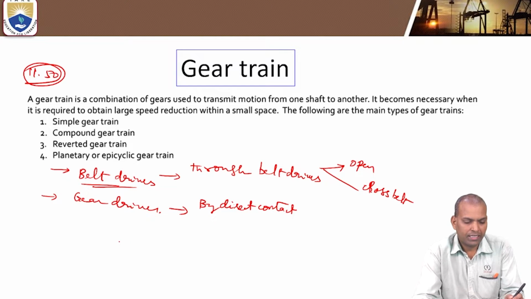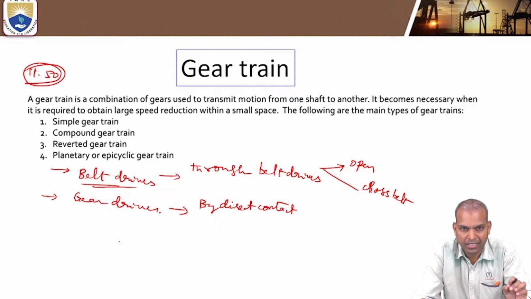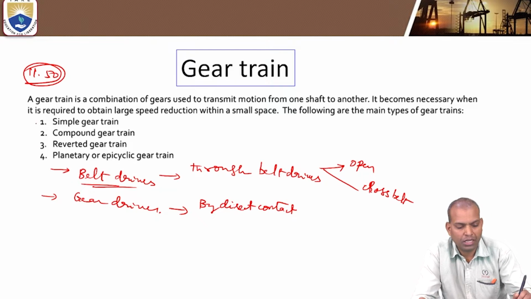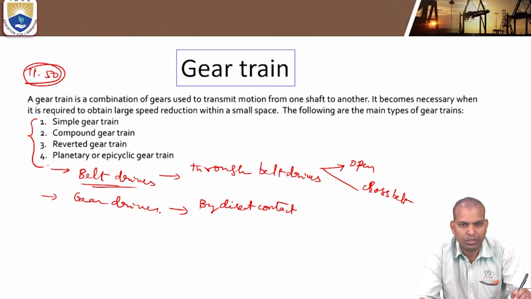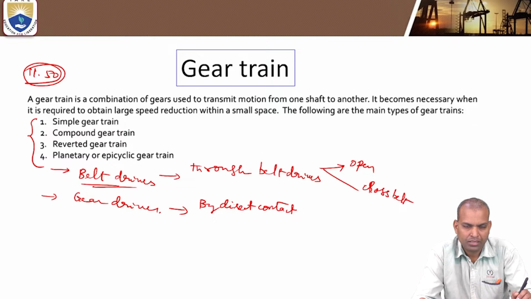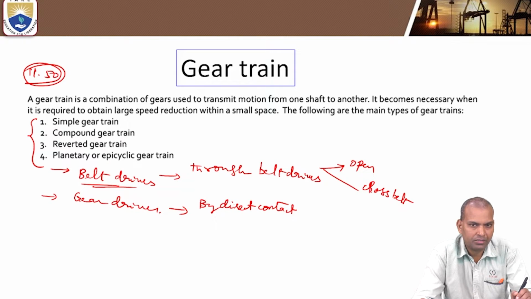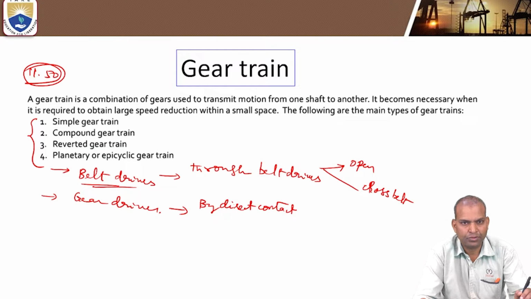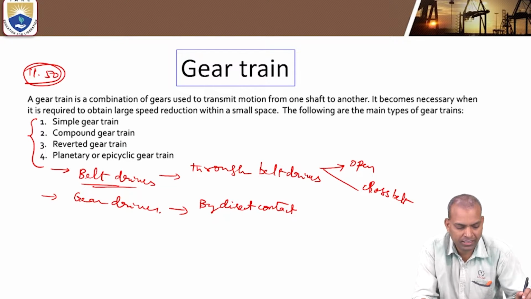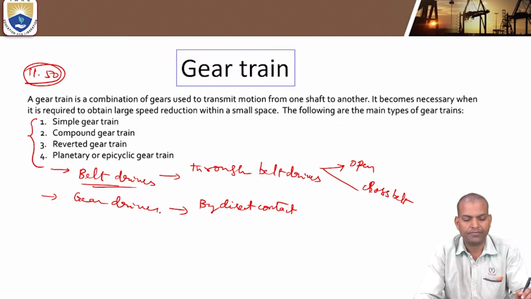Now, a gear train is a combination of a number of gears within a small space. There are four types of gear trains. Number one, simple gear train. Two, compound gear train. Third, reverted gear train. And the fourth and final one, epicyclic gear train or planetary gear train.